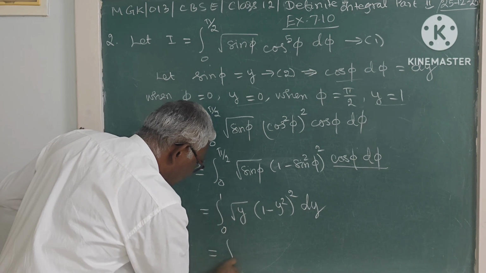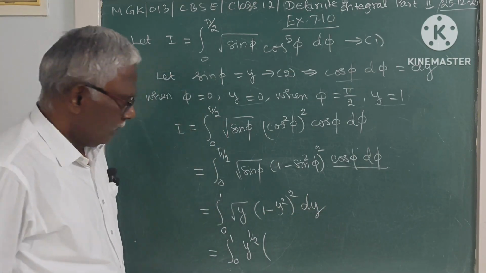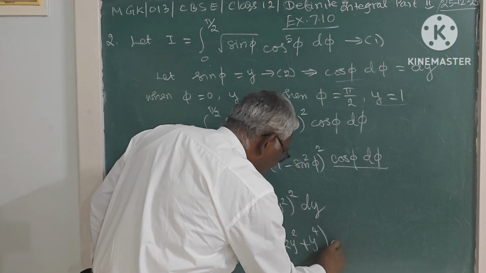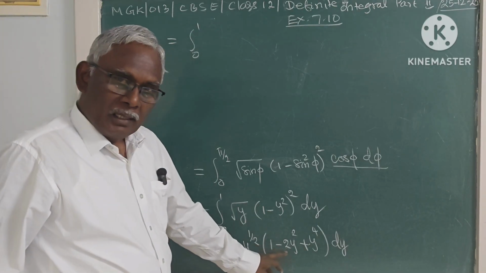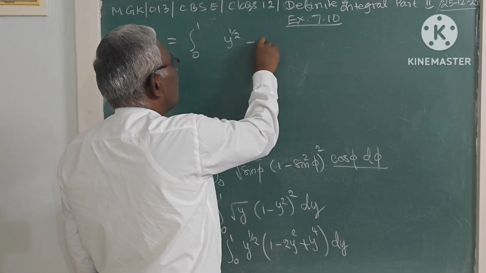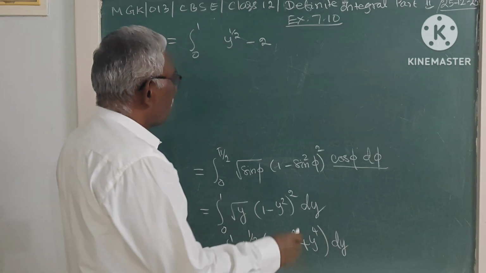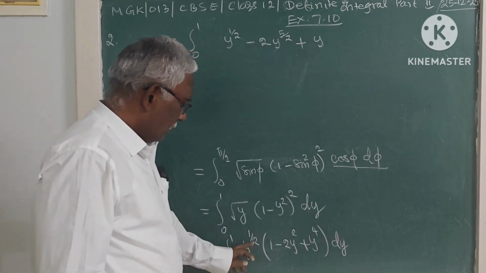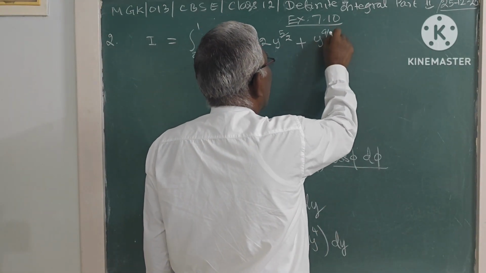Now we can write this as integral 0 to 1 y power half. We'll expand this: 1 minus 2y square plus y power 4 dy, 0 to 1. We'll simplify this. Y power half into 1 is y power half, minus 2 times y power half into y square, y power 5 by 2, plus y power half into y power 4, that is y power 9 by 2 dy.